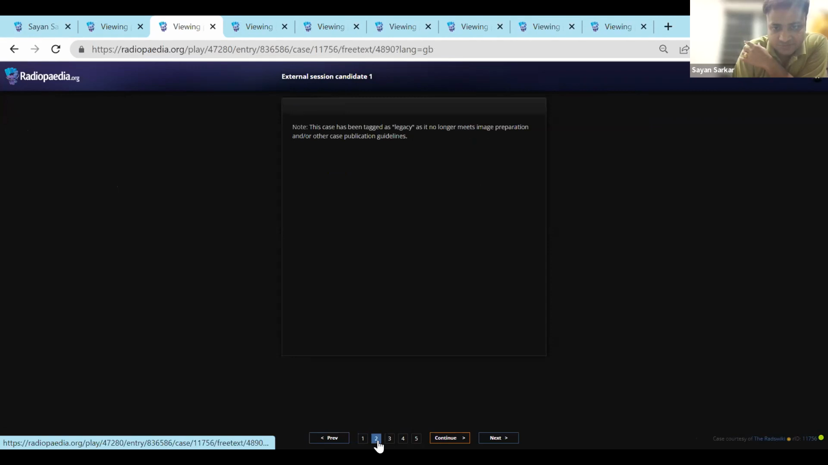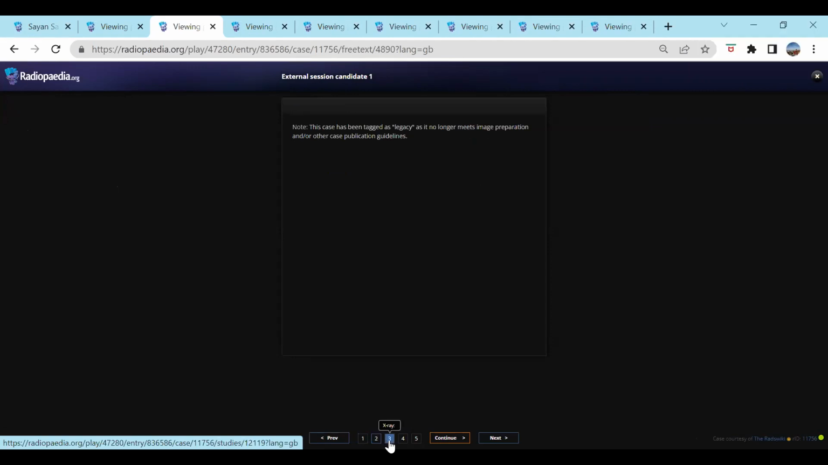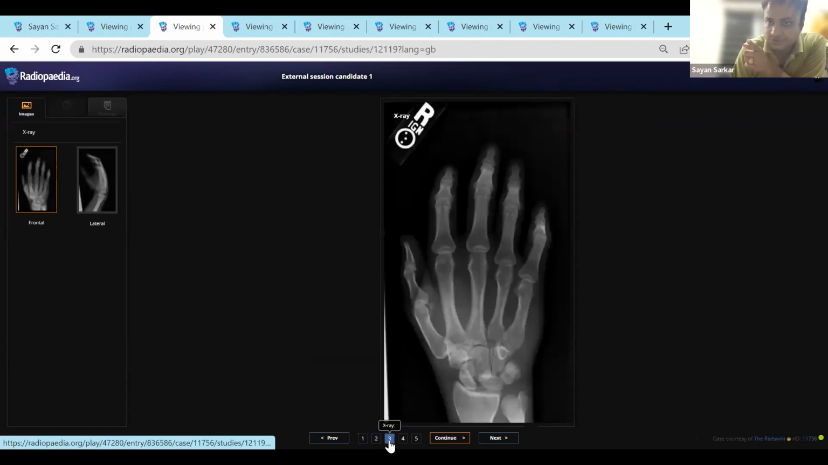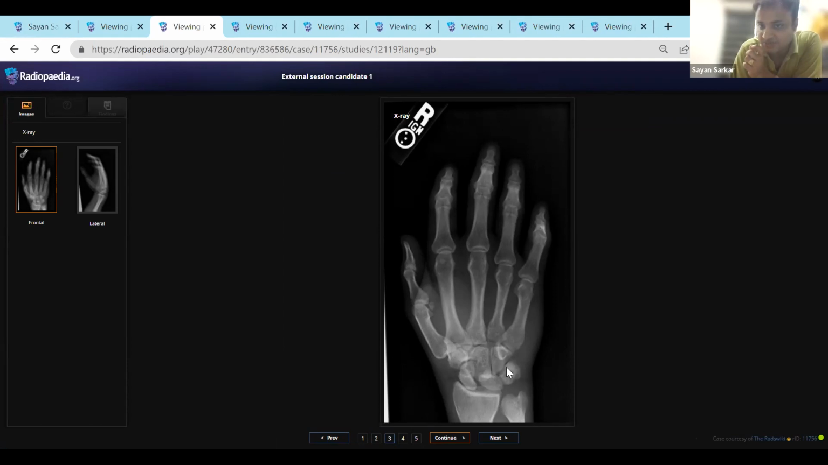Then this was probably your second case. This was a perilunate dislocation, I think, but the thing is that you have to pick it up on the frontal. They won't give you the lateral in the exam. So you have to say that the Gilula's arcs are not maintained. The arcs should be absolutely proper. There should be no overlap between the proximal and the distal row. The moment you see an overlap, there has to be a carpal dislocation.